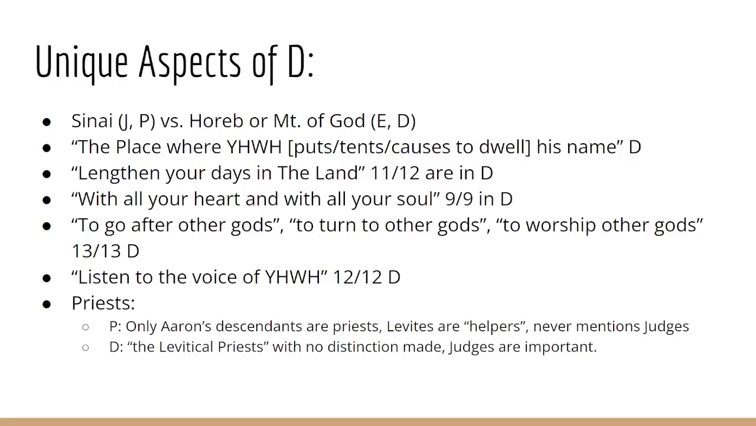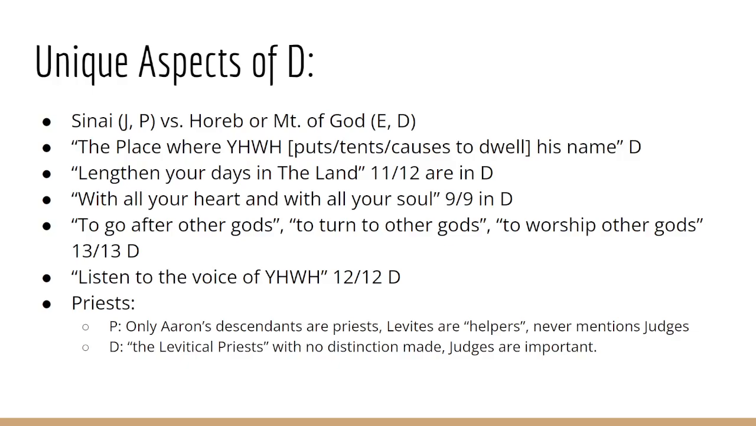And judges are very important to D. That's why the D tradition writes the Book of Judges. And so for him, you inquire of the priest or the judge, or the priest and the judge together. And P, written by a priest, kind of feels like the judges should get out of the way so the priest can be important. This sort of makes some sense.